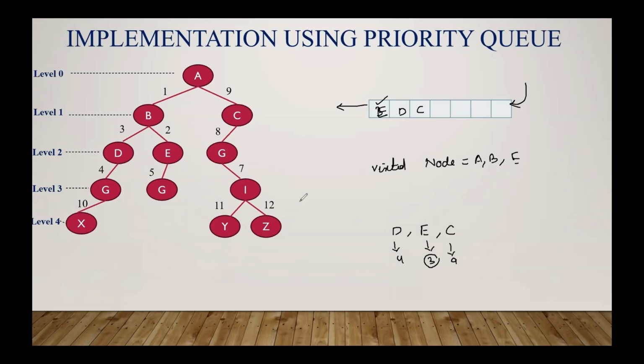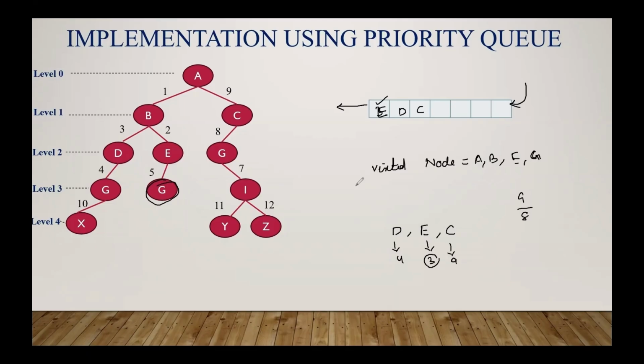Then after E, there is only one node, that is G. G is the goal node. So here we have to stop, because we have already reached the goal node. We make it a visited node, because for G, 1 plus 3 plus 5, that is 8. So for G it is 8.